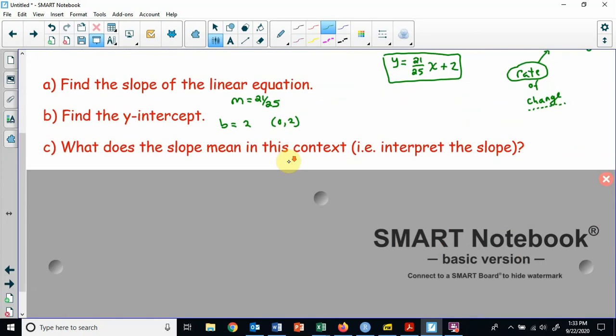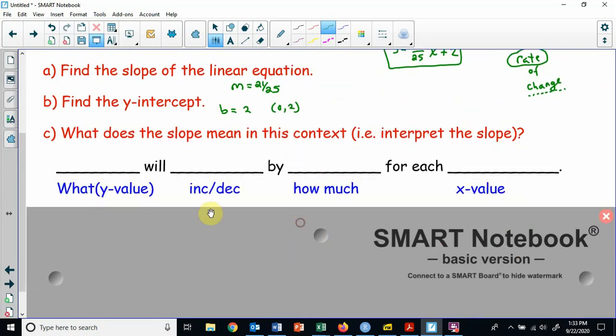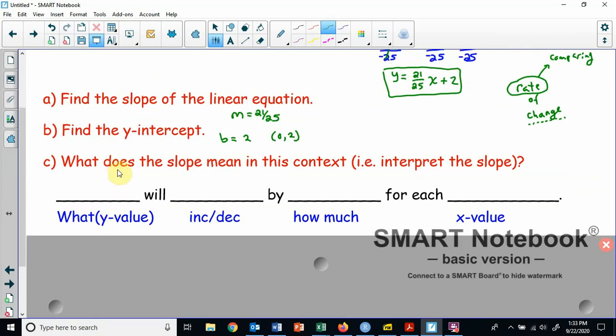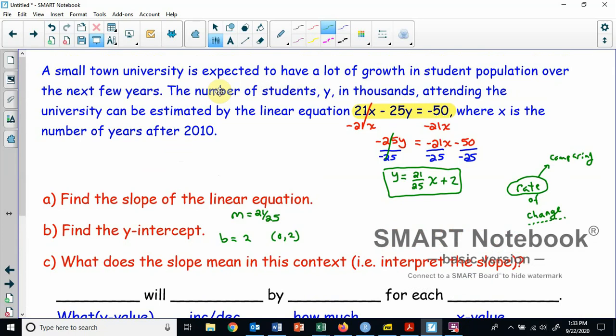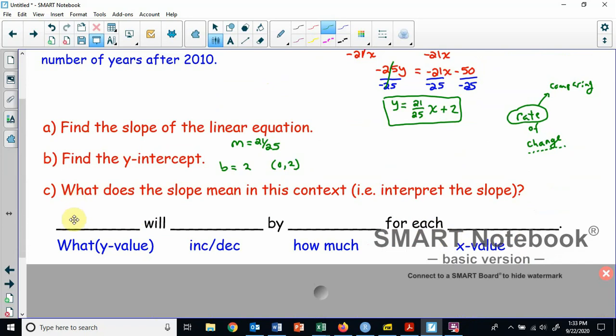And so I actually have a little outline here to help you write the sentences. Okay, so something will increase or decrease by some amount for each x. So the something's, what's the y values? So something, well, what is the y value? That's the number of students in thousands. So we can shorten that. There's a phrase that means number of students. That's just population, right? Or you can write, the number of students. It does not really matter. The number of students.